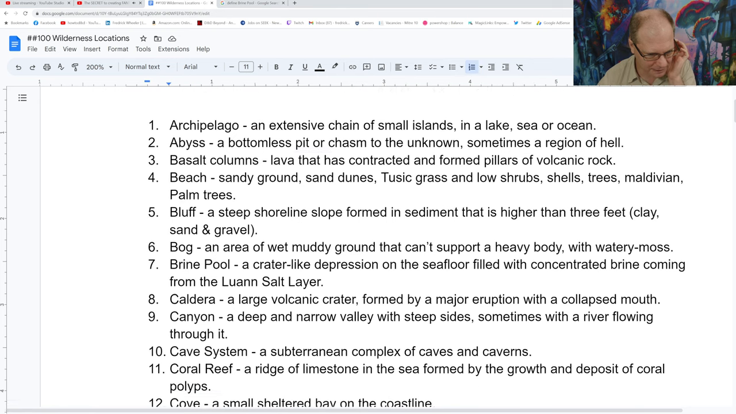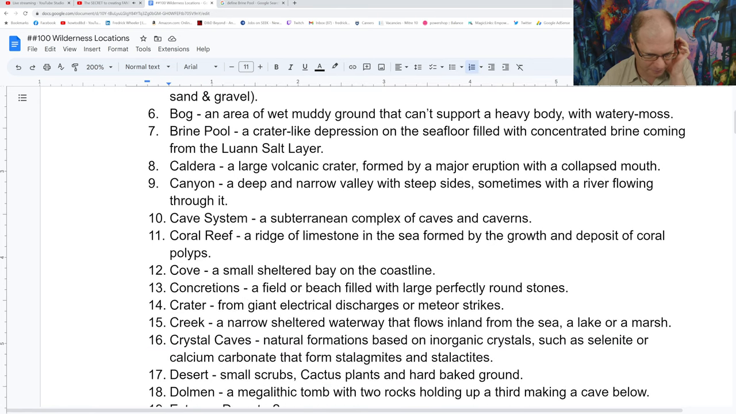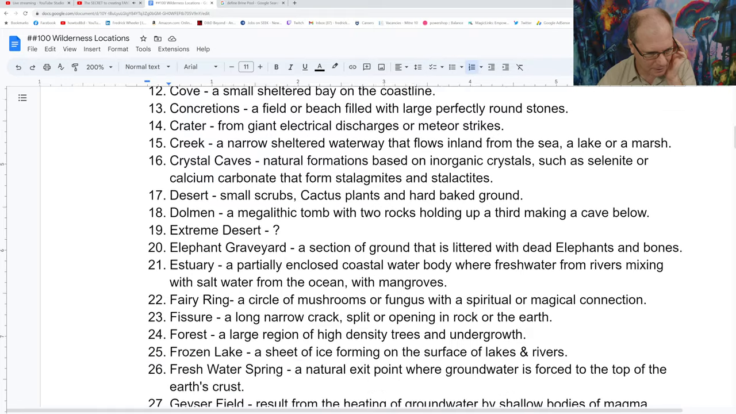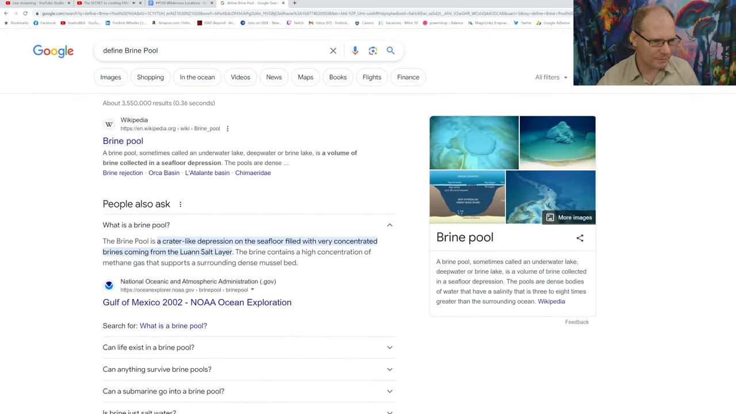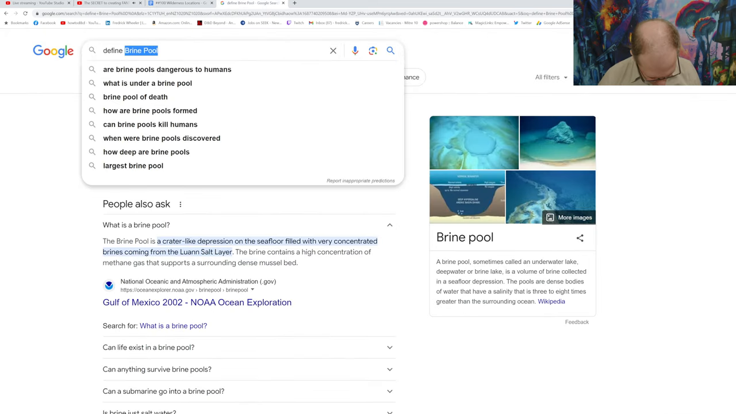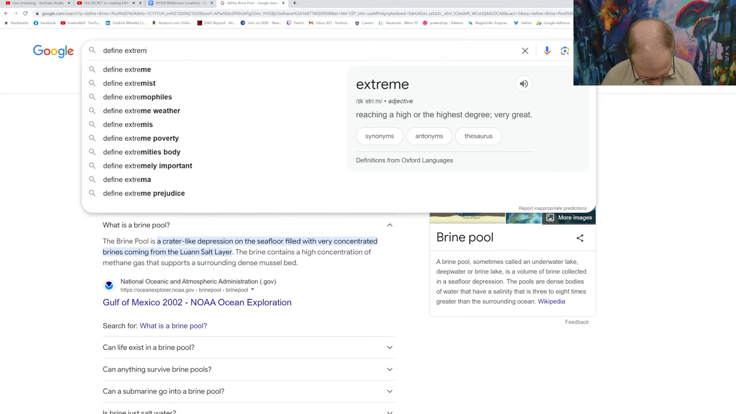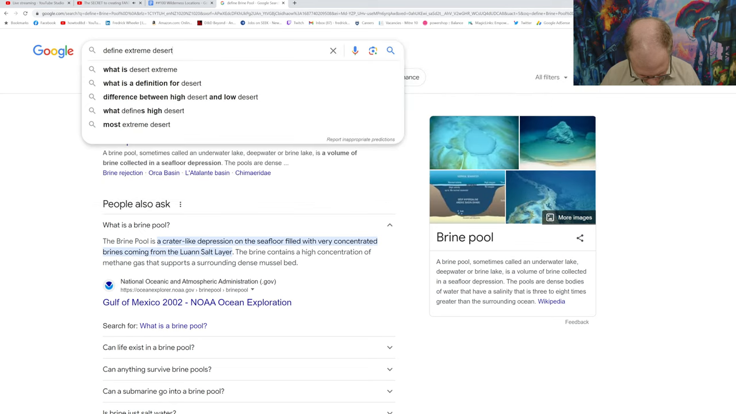Just make sure there are no gaps. If you spot a gap and I haven't filled something out properly, let me know. All right. Extreme desert. I think I left that because I didn't think there was such a thing as an extreme desert. There are different types of deserts, but I don't think that's going to work for us. I don't think there's an actual environment called extreme desert.